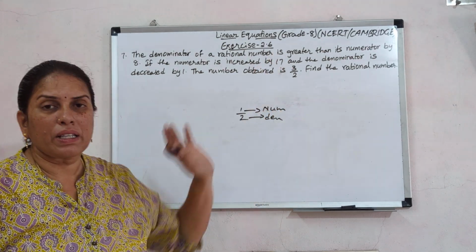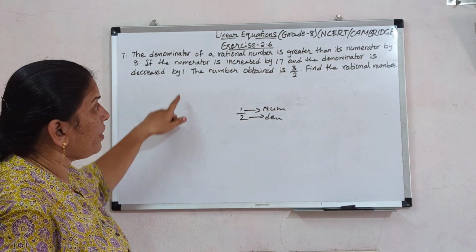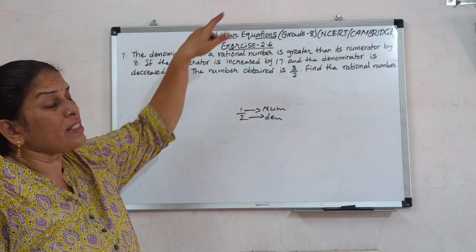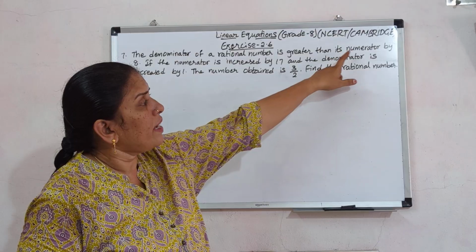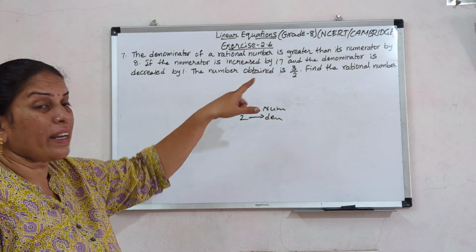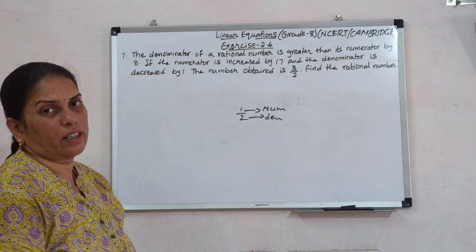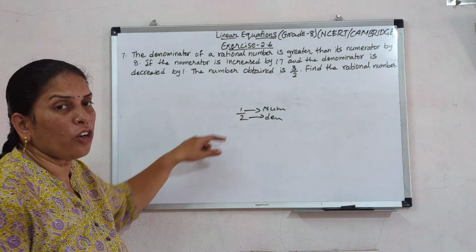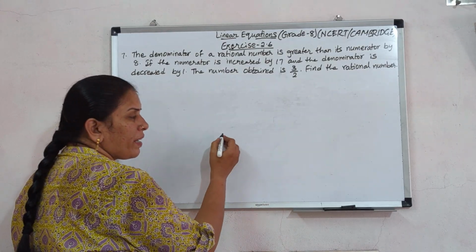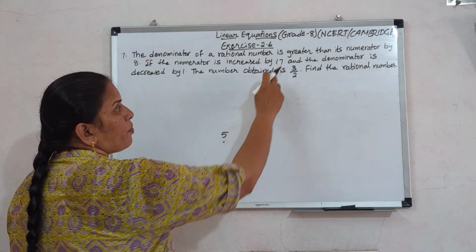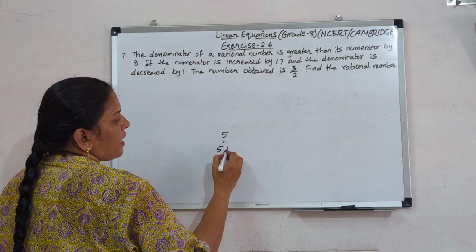Did they give any numbers there? No, ma. What they told is that the denominator is greater, but they have not given the number. How much greater than its numerator? It is greater than the numerator by 8. That means if we know the numerator, we can find out the denominator. If the numerator is 5, the denominator is how much? 5 plus 8.